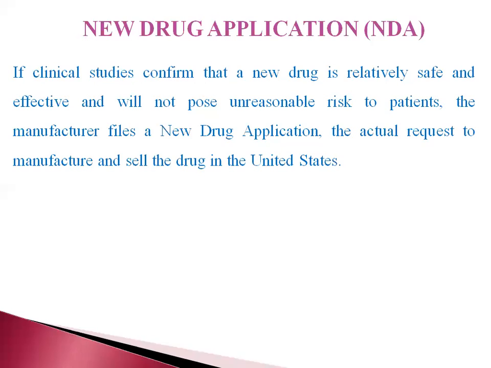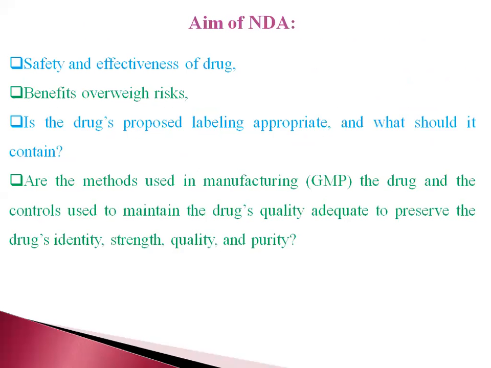Then the manufacturers file a new drug application, the actual request to manufacture and sell the drug in United States. So this is related with US application process. We need to check safety and efficacy of that particular chemical compound in clinical trial. Once we confirm that it is okay, in that case we can file NDA application. So the aims of NDA application, we need to check safety and effectiveness of drug.